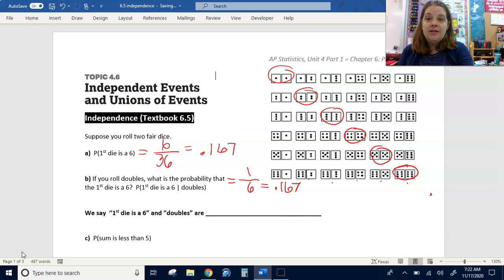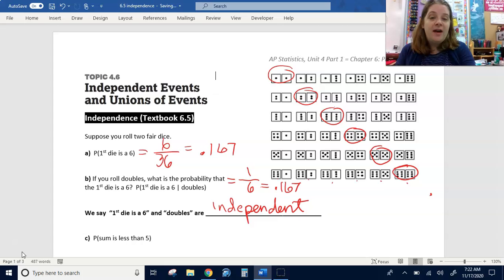Now, as you notice here, it doesn't matter if the first die is a 6, the probability hasn't changed, and it didn't matter if we got doubles. So knowing that you're only looking at doubles does not change the probability of the first die being a 6. Because these two probabilities are the same, we would say getting the first die to be a 6 and rolling doubles are independent.